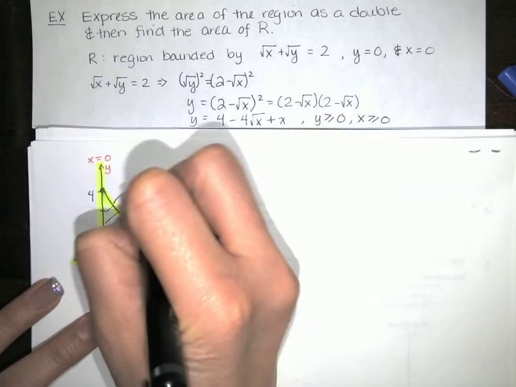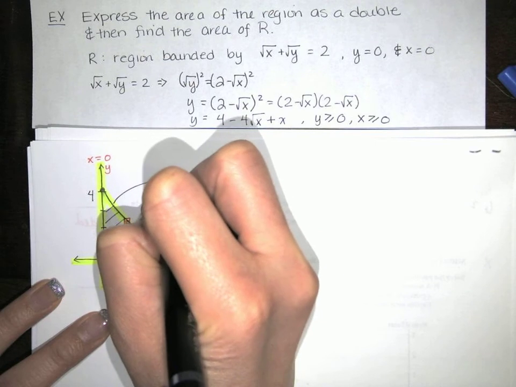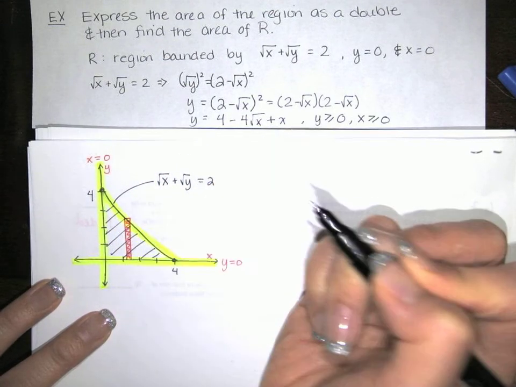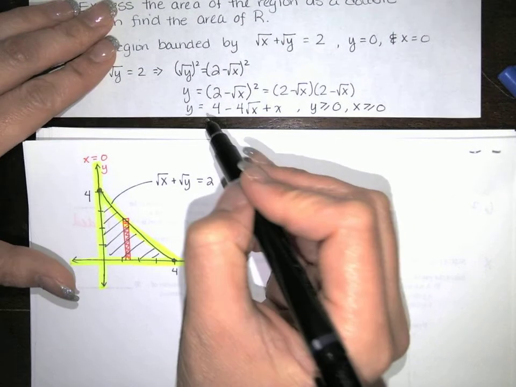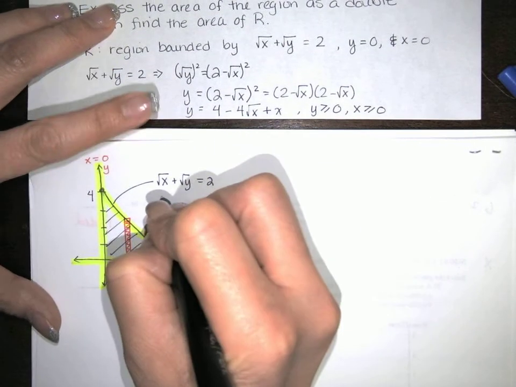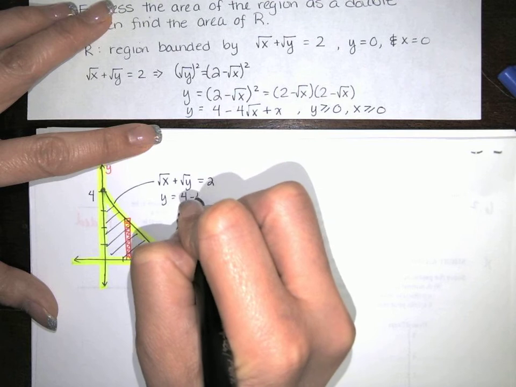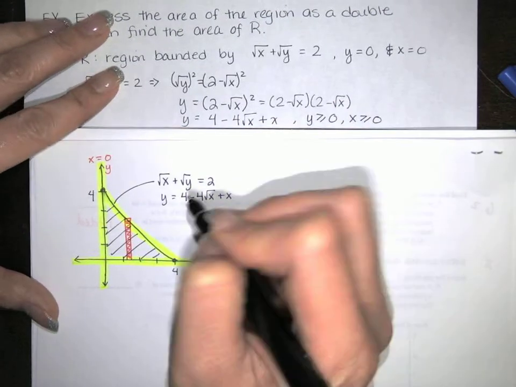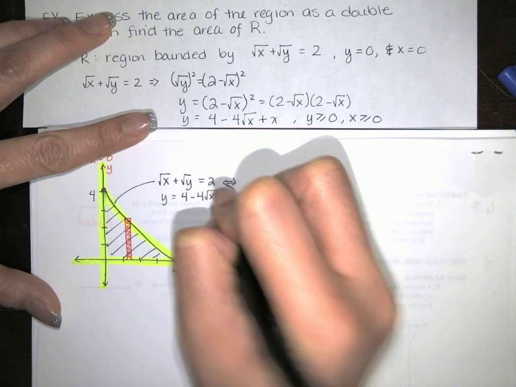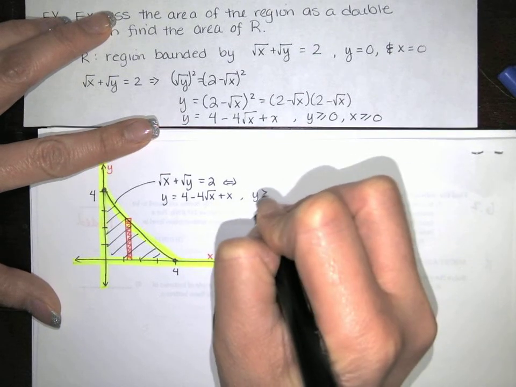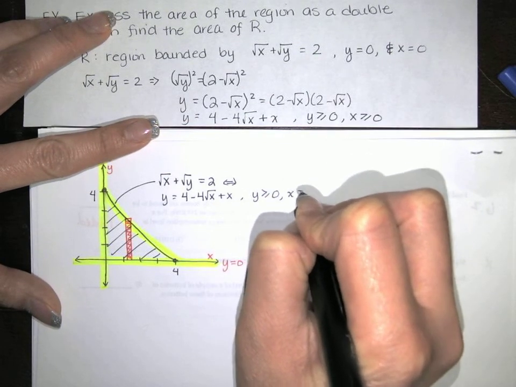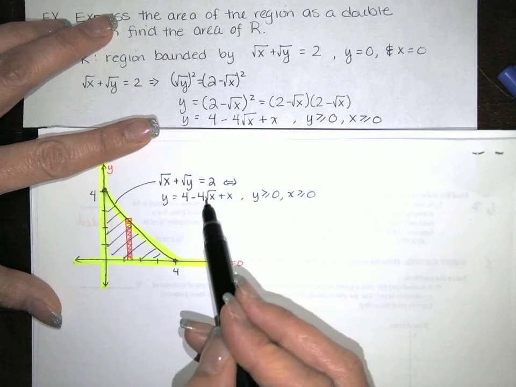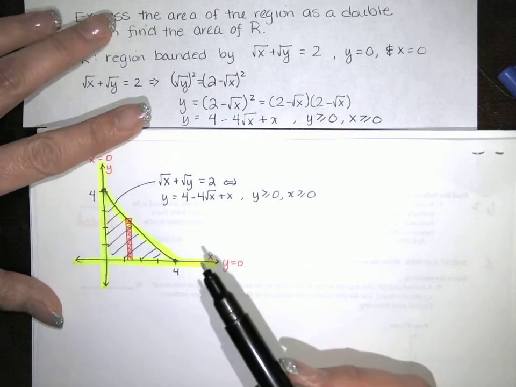Okay, so this curve is square root of x plus square root of y equals 2. And we did some algebra earlier. We solved this for y, and we said y was equal to 4 minus 4 times the square root of x plus x. That's equivalent to that, provided that y and x are both positive. Clearly x is positive from this, but we're also forcing y to be positive as well.